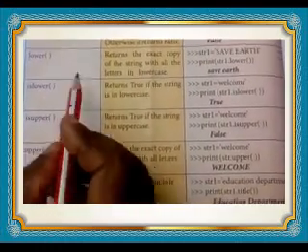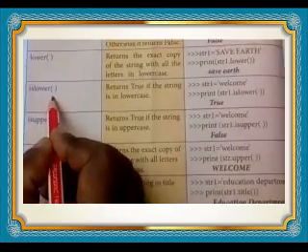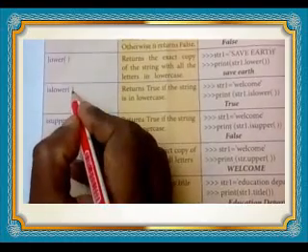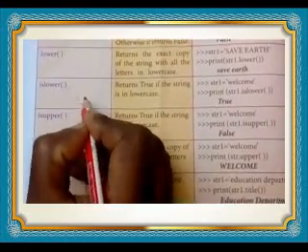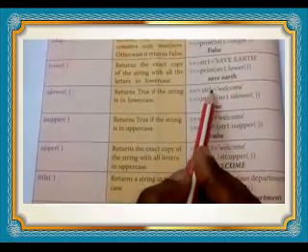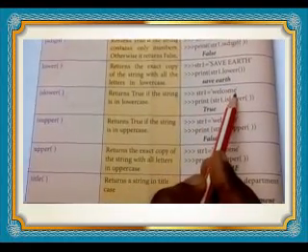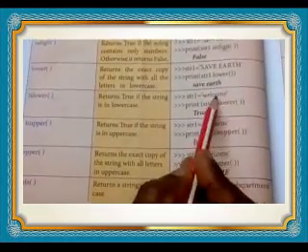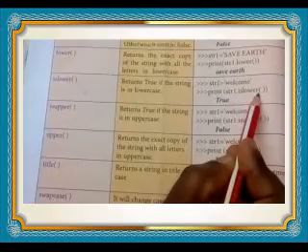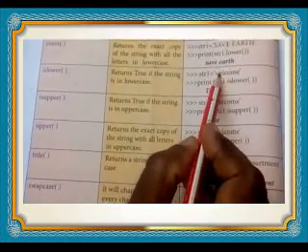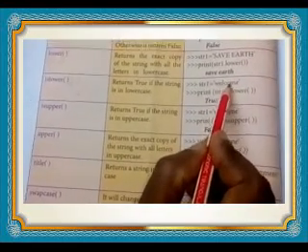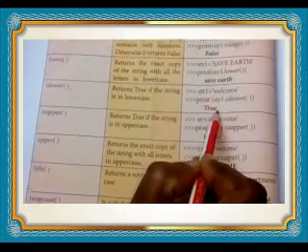Next one is islower. This function is used to check whether the given string is in lowercase letters or not. If it is lowercase, it returns True. Otherwise, it returns False. Now we will see one example: str1 equals "welcome", written in small letters. Print str1.islower(). It is checking whether these letters are written in lowercase or not. It is written in lowercase, that's why it returns True.